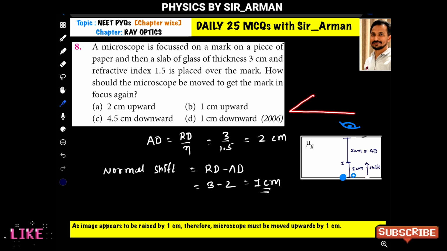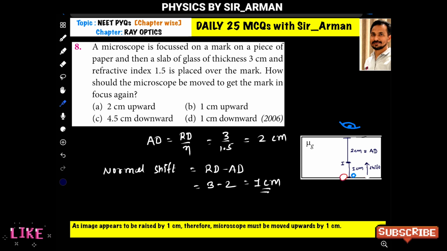So let us assume we have this paper on which an ink dot is there. We are using a microscope here and we see the ink dot. Now in between the microscope and the ink dot, a glass slab is introduced. Now what will happen? Due to the refraction, this dot will appear to be raised. Okay, so we will not see its actual position. So here let us assume the ink dot is here.